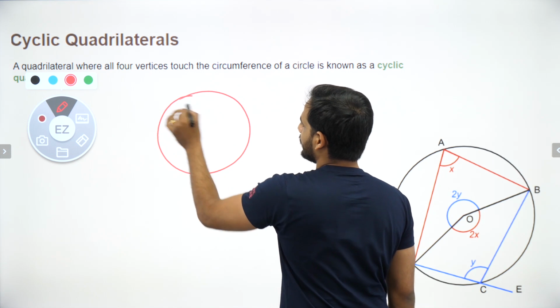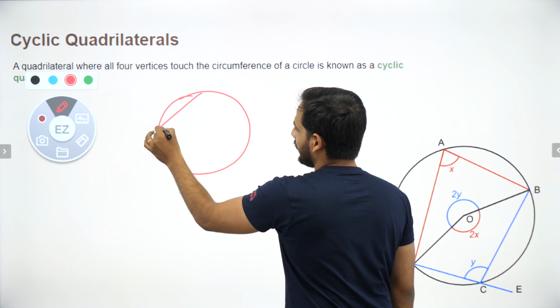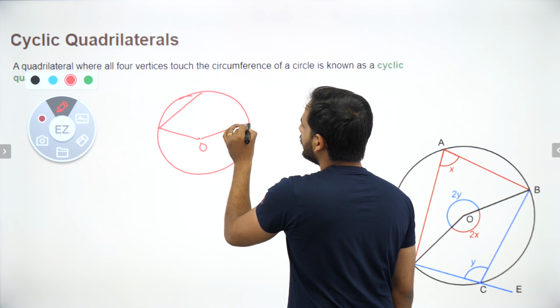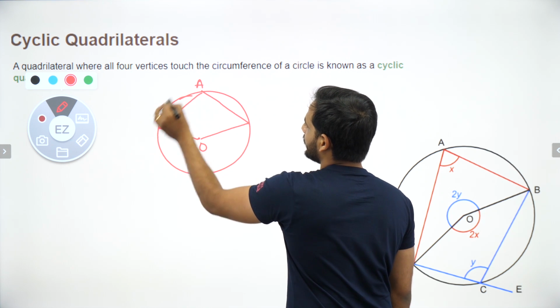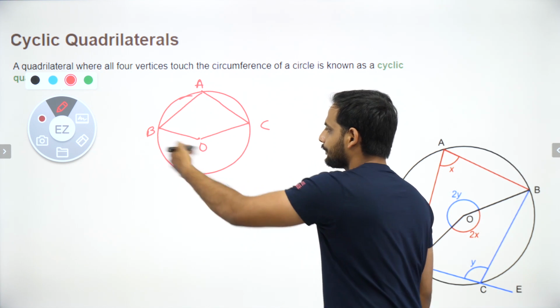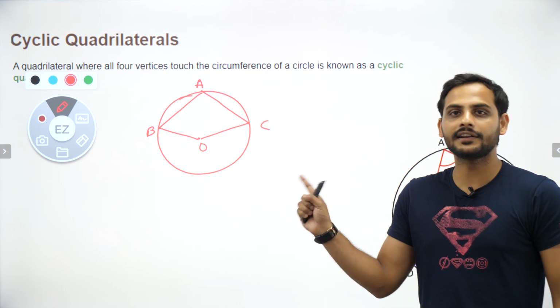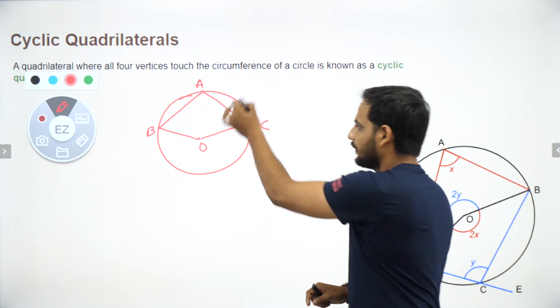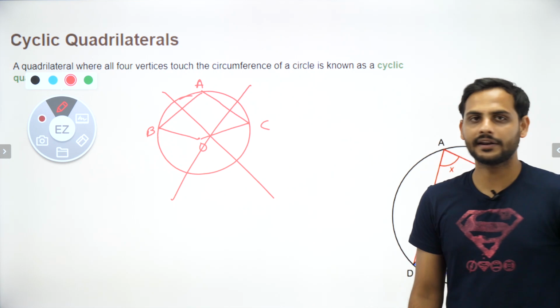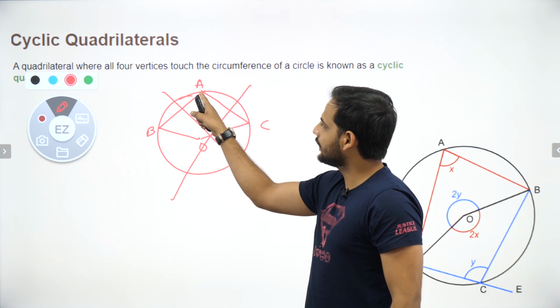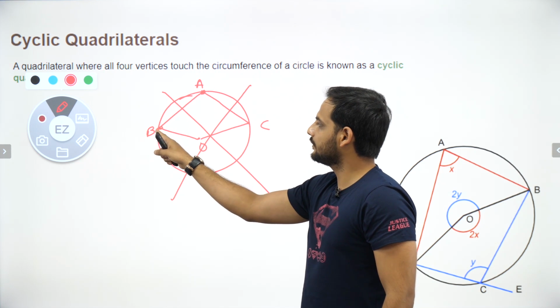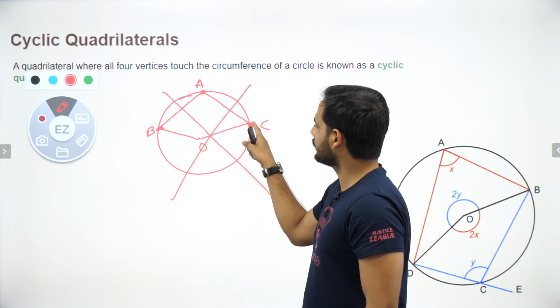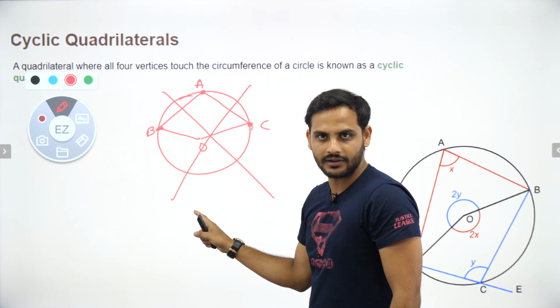Suppose I have a circle like this, and let us say this is the center O. Now this ABOC is a quadrilateral, but it is not a cyclic quadrilateral. Why? Because A is on the circumference, B is on the circumference, C is on the circumference, but O is not on the circumference.